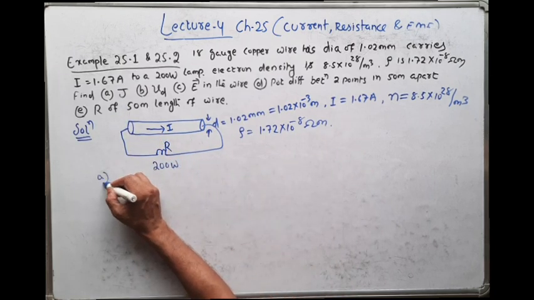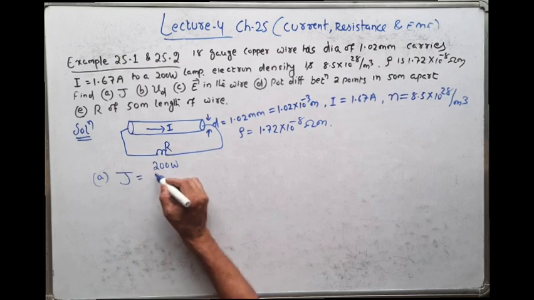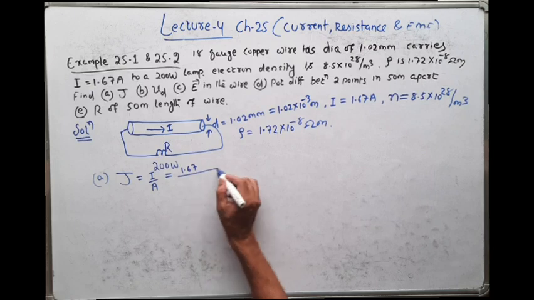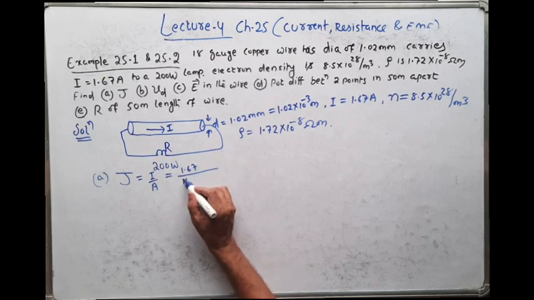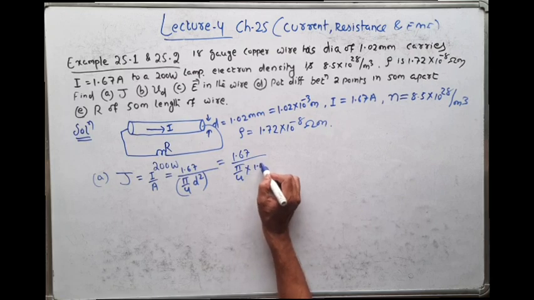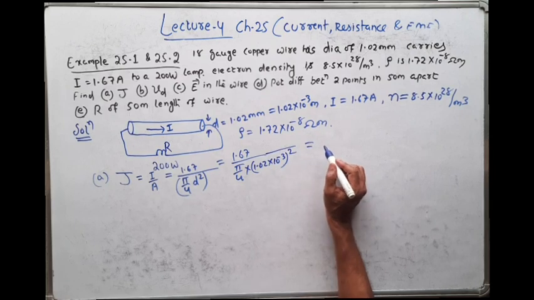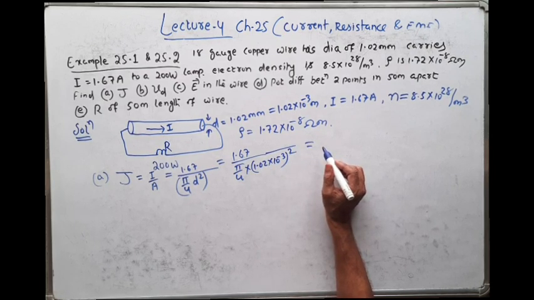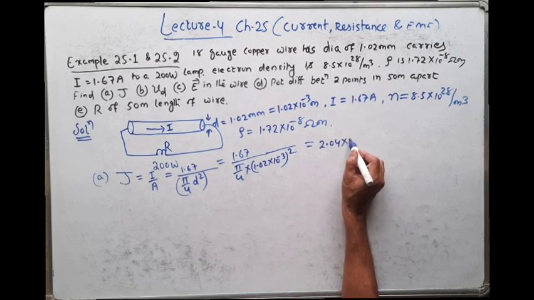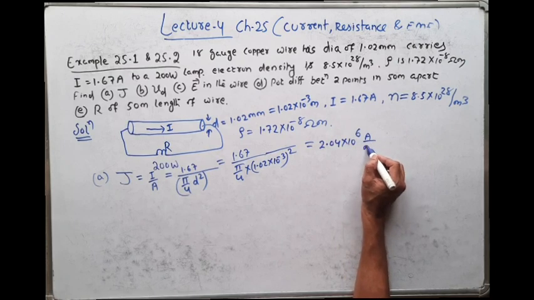We first have to find the current density J. You know J is equal to I by area. Here I is 1.67, and the area is the circular cross-sectional area, pi by 4 d square. So that is 1.67 divided by pi by 4 into (1.02 into 10 to the power minus 3) whole square. Calculating this, you will get the current density as 2.04 into 10 to the power 6. The unit of current density is ampere per meter square.